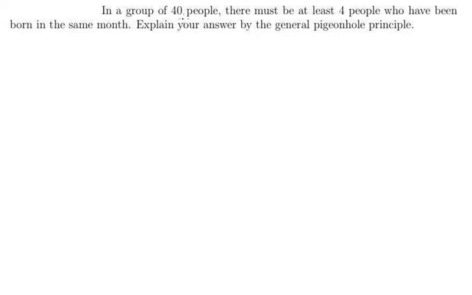In a group of 40 people, there must be at least 4 people who have been born in the same month. So now I will show you how to answer. We know that in 1 year we have 12 months. Now we have 40 people.